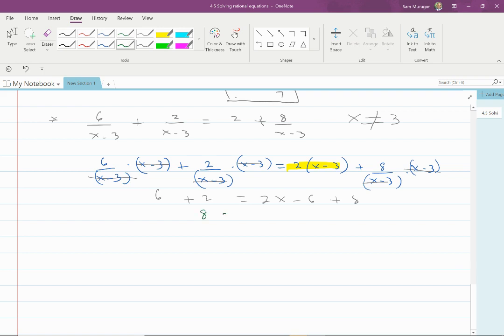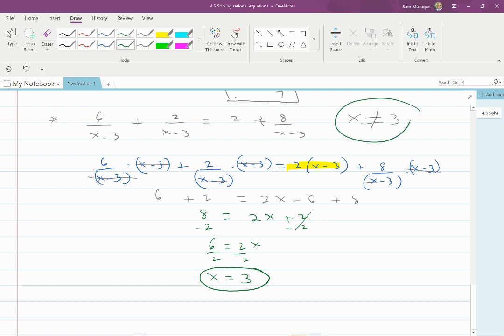We distributed this expression here to give 2x minus 8. Collect like terms. We have 8 is equal to 2x plus 2. Take away 2 from both sides. It gives us 6 is equal to 2x. Divide by 2. x is equal to 3. Now, go back to what we have at the start. We cannot have x equal to 3 because that would result in dividing by 0. So there is no solution here. We have to get rid of this answer because 3 cannot be one of the solutions to this problem.